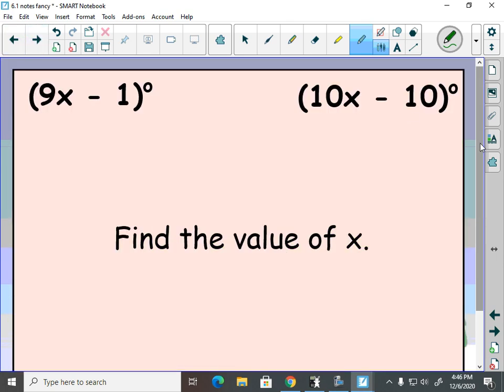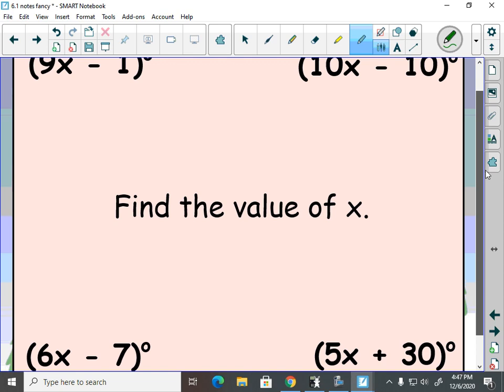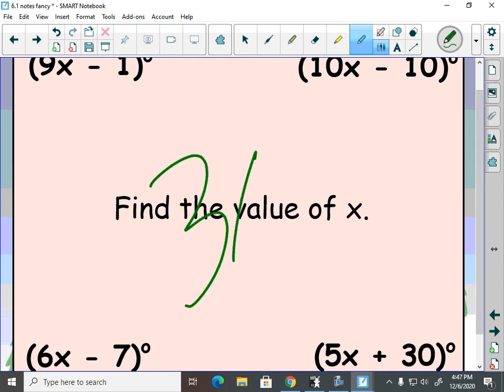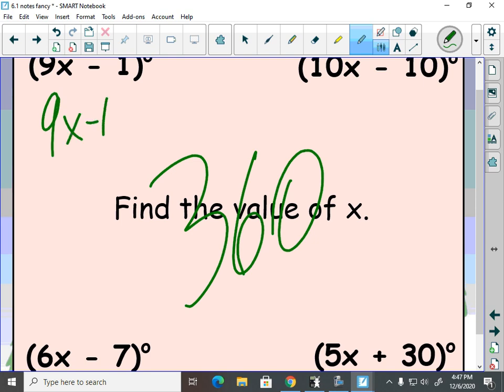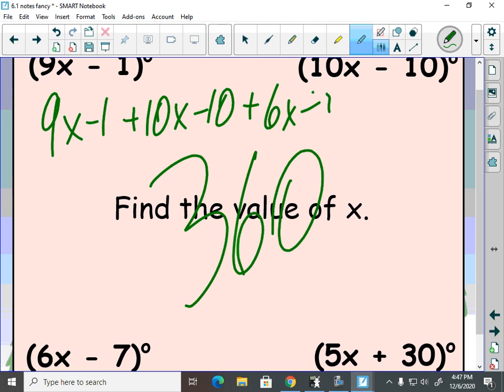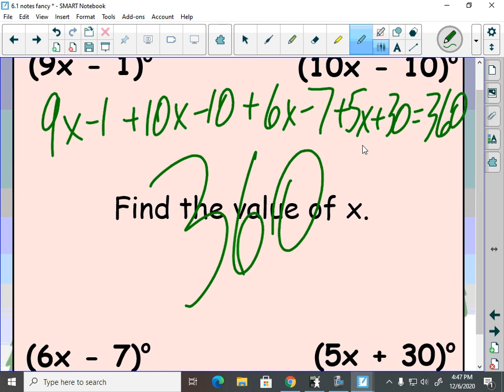I'm not going to do that one, but for crying out loud, it would be 9x minus 1 plus 10x minus 10 plus 6x minus 7. Now look, I even messed up. Plus 5x plus 30 equals 360. And then I would just do the algebra.